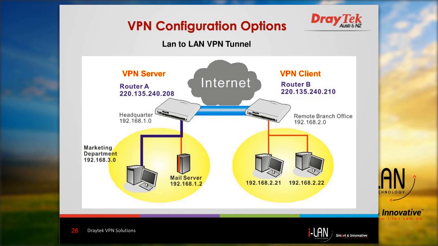You can see on this diagram that router A is configured as a VPN server, and it's using the LAN IP subnets of 192.168.1.0 and 192.168.3.0. Router B is configured as the VPN client, and it uses the IP subnet 192.168.2.0, which is different to that used on the router A network. If you do have duplicate IP subnets, you'll probably find that the VPN won't come up and you get no traffic flow.